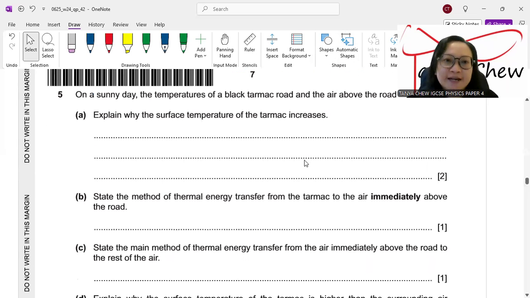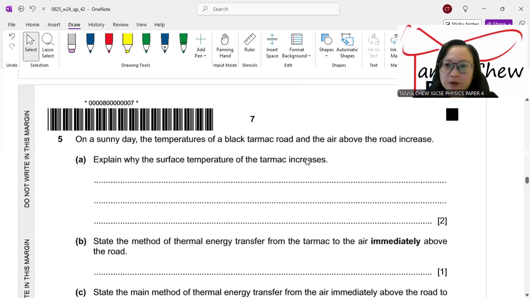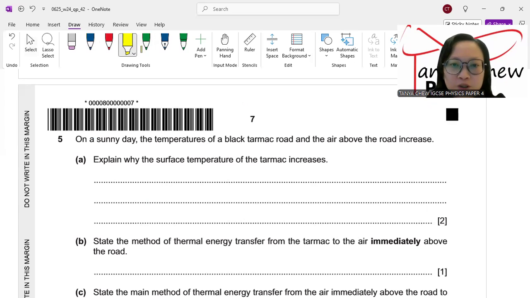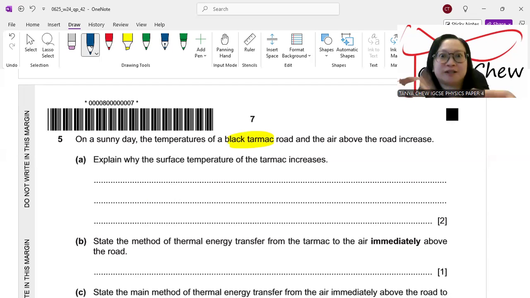Number 5, on a sunny day, the temperature of a black tarmac road and the air above the road increase. A, explain why the surface temperature of the tarmac increases. First of all, they talk about the tarmac, which is black color. Don't you think that black color is a good absorber of the heat? In fact, it is the best absorber of the heat. If you don't trust me, just wear black color shirt, or just like me, right? Stand under the hot sunny sun. Yeah? Look at what you become. Look at my hair, all black, right?